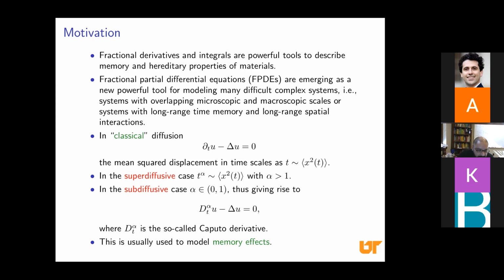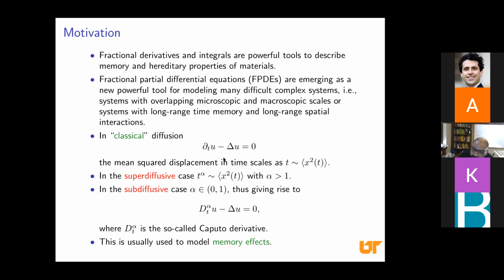However, it has become apparent that there are many cases of anomalous diffusion. For instance, there's a super diffusive regime in which the scaling between time and space is not 1 to 2, but time scales like some power alpha compared to space squared, where this alpha is a number larger than 1. This will give rise to other types of problems, which I will not consider today. The problems that I want to consider today are related to the subdiffusive case, in which you have the same relationship, but with a power alpha between 0 and 1.